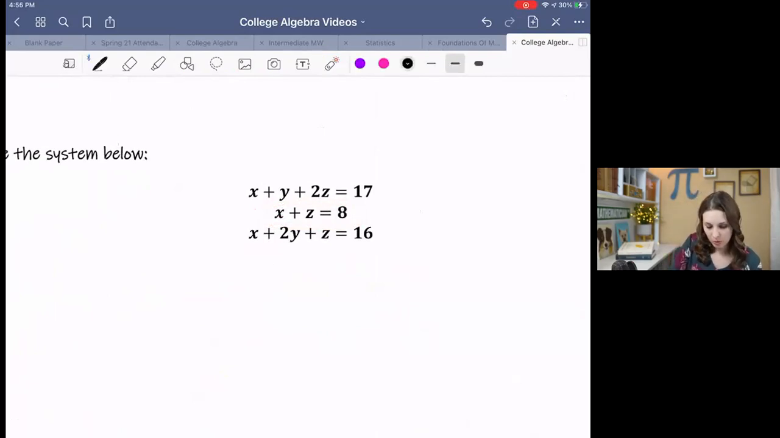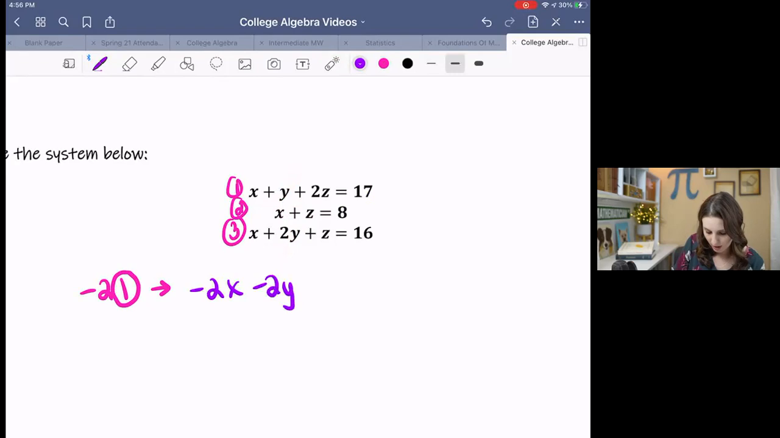I am going to label my equations. And I'm going to, basically my only option is to use equations 1 and 3 to eliminate y, because I want it to have these variables, which means I need to eliminate y. And to do that, I've got to do negative 2 times equation 1. That kind of got messy. There we go. To get negative 2x minus 2y minus 4z equals negative 34.